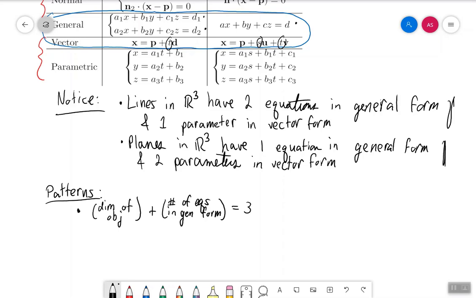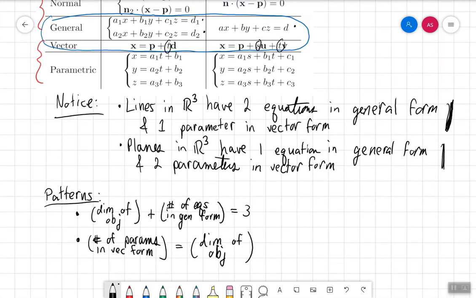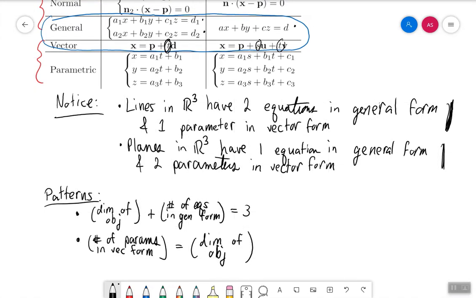The second thing we can observe coming from the vector form is that the number of parameters in vector form is exactly equal to the dimension of the object. So here for a line, I have a one-dimensional object, and so I have one parameter. Here for a plane, I have a two-dimensional object, so I have two parameters.